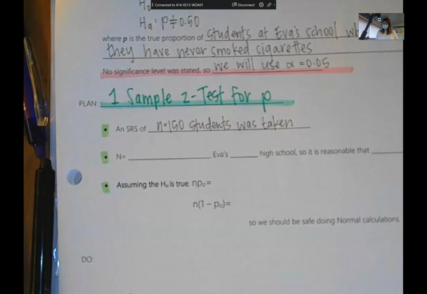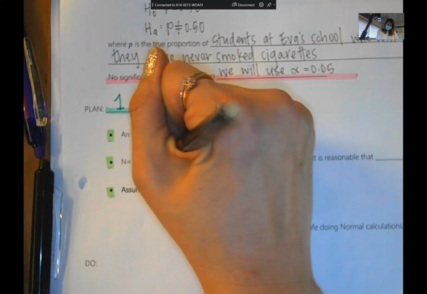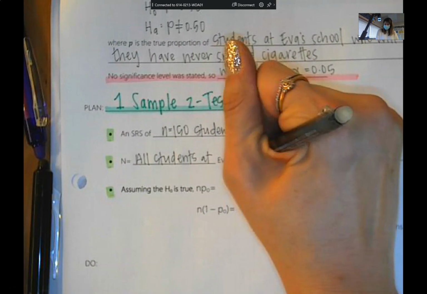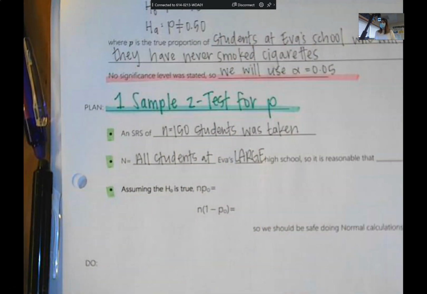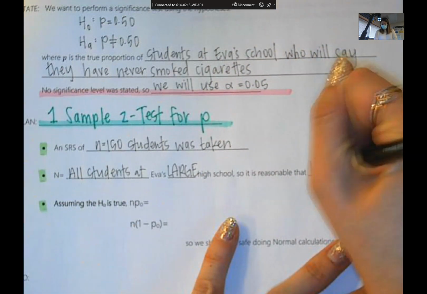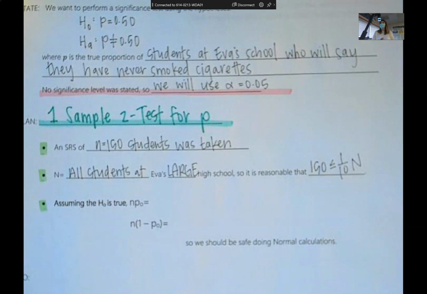So I wanted to give you a little bit of guidance on this one. N is all students at Ava's large high school. So the key here is that the prompt tells you she goes to a large urban high school. So it is reasonable that 150 is less than 1/10 of the students at her school. We would be considered a large high school, and we have about 3,000 students.